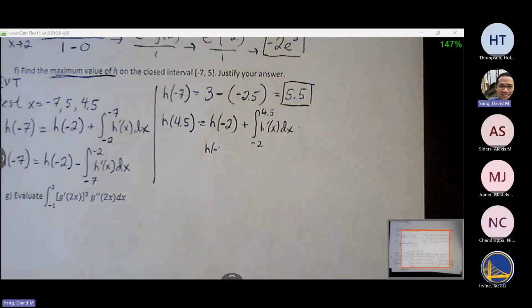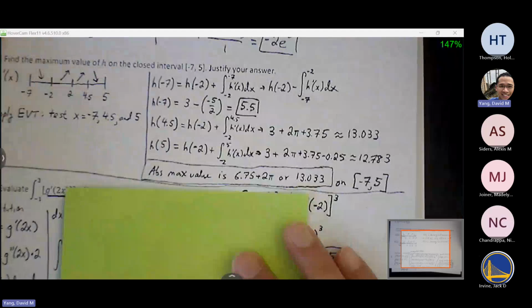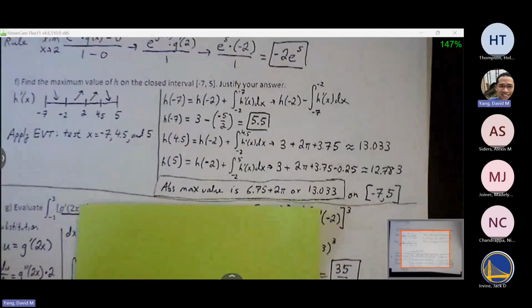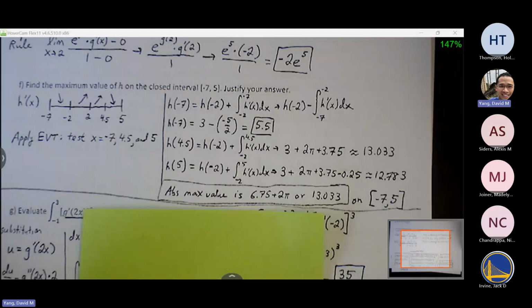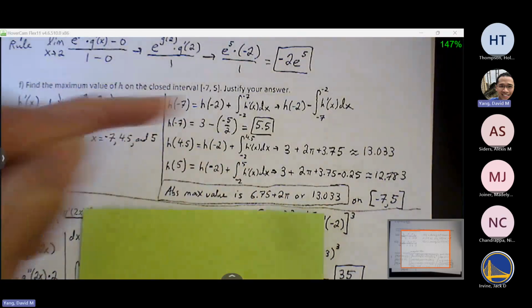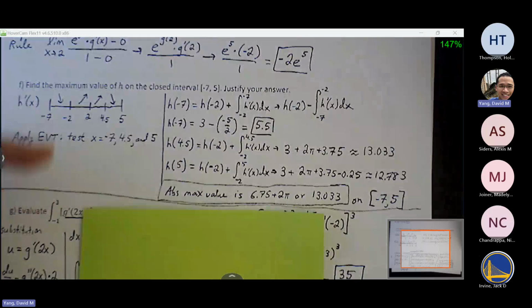And then for this one, would you say like by EVT, since h of x is continuous over the interval of -7 to 5, therefore there's an x value at it. Yes, yes. I left out the continuous portion, but on the AP exam, when they say justify your answer, they just want to see that you tested your candidates appropriately, and then you're making your conclusion from there.